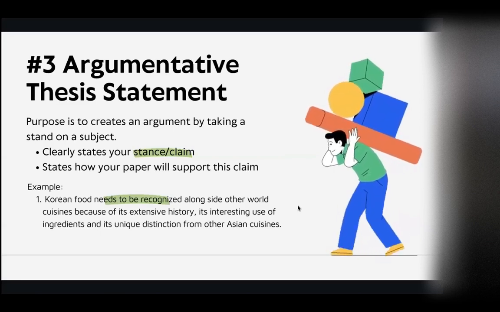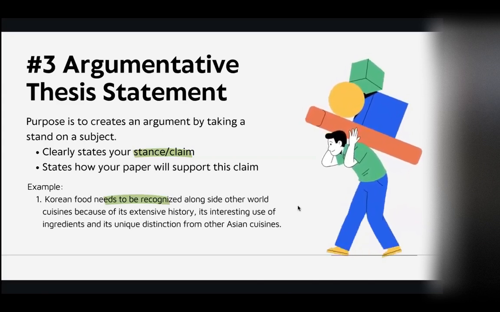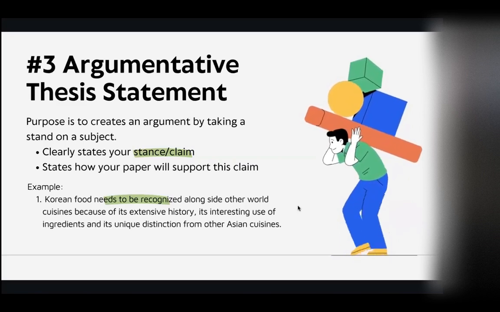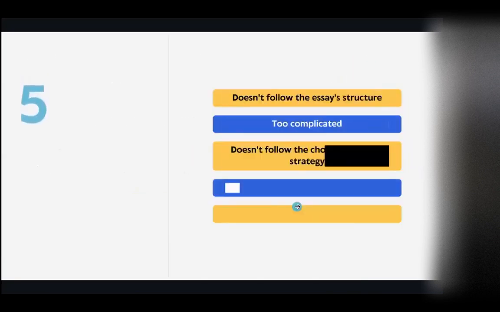And then your main themes or your main ideas are its extensive history, its interesting use of ingredients, and its unique distinction from other Asian cuisines. So when you're writing an outline, or when you're writing your actual thesis, your thesis statement will follow this exact outline, so this exact order. So you talk about the history first, and then you talk about the ingredients, and then you talk about what makes it so different from other Asian cuisines. And we'll also take a look at more detailed outlines later on in the presentation. Okay, so thank you for that, Masa. Let me go into the next one.